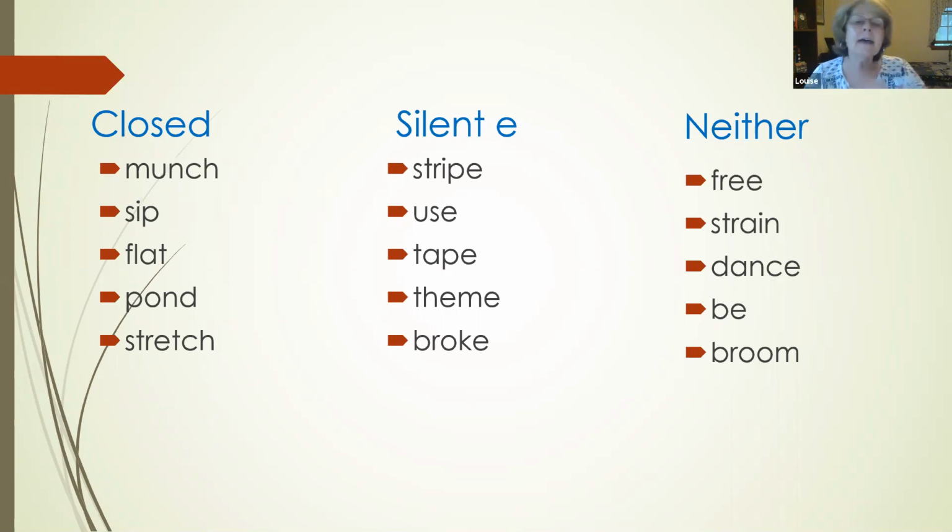But you don't have to give them a lot of verbiage about how dance is not a silent E word, or free. You don't have to do the verbiage if you pick the examples well. And then you're kind of teaching through the examples. And if a child makes a mistake in sorting, so let's say they sort dance or free as a silent E word, then you would give feedback something like this.